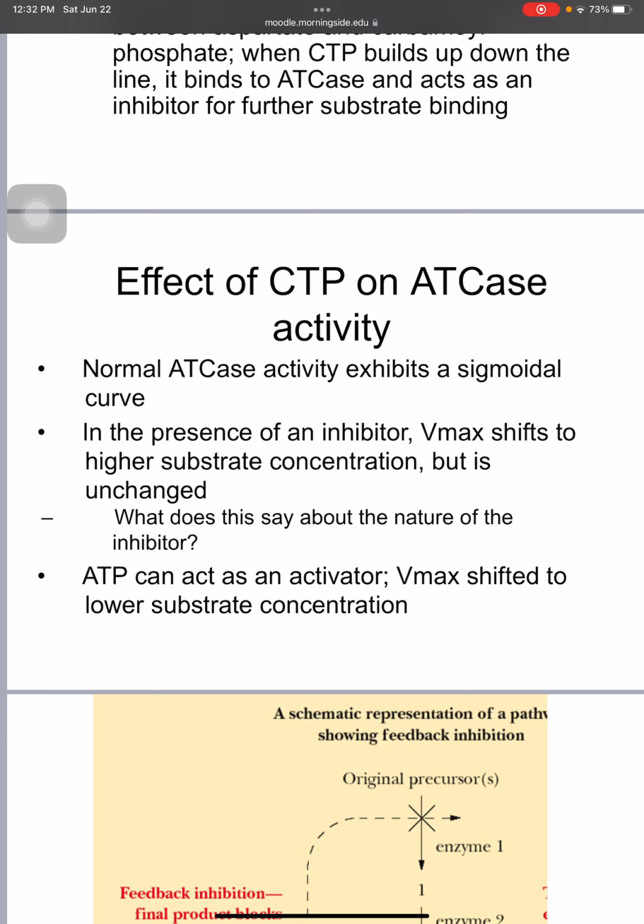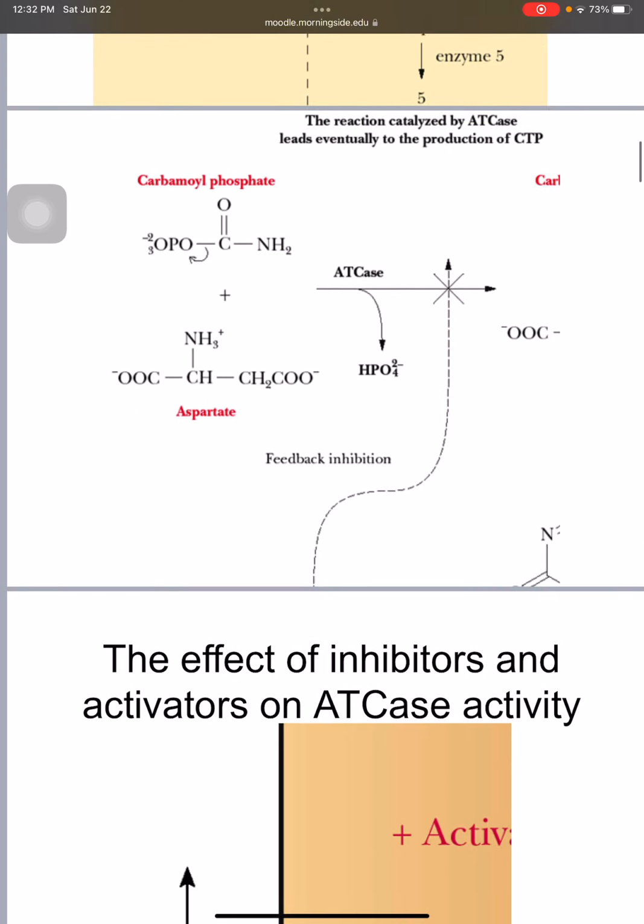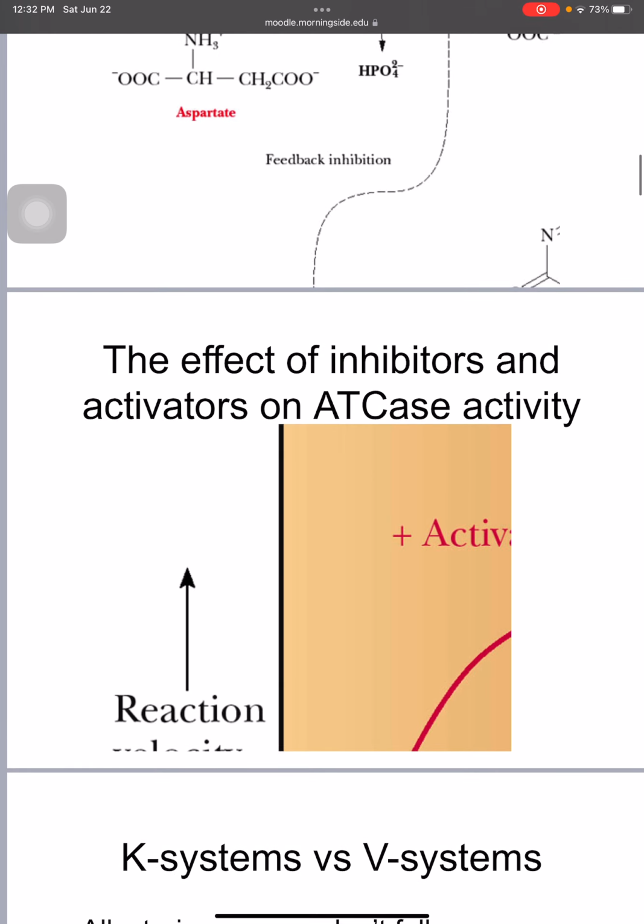Whenever you add these activators and inhibitors to ATCase, no matter what, you will always eventually get to the eventual Vmax. It's going to be the same as it was in the control. It's just going to take you longer to get there if you have an inhibitor, and it's going to take you a shorter amount of time to get there if you have an activator.